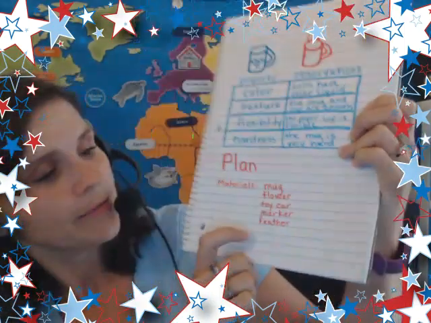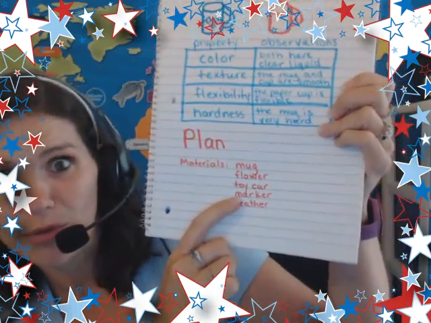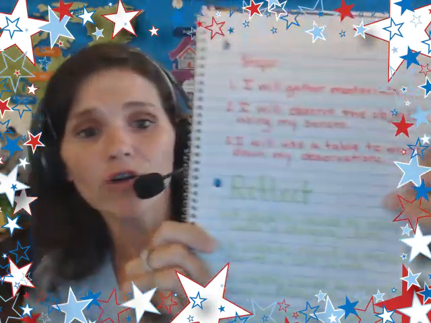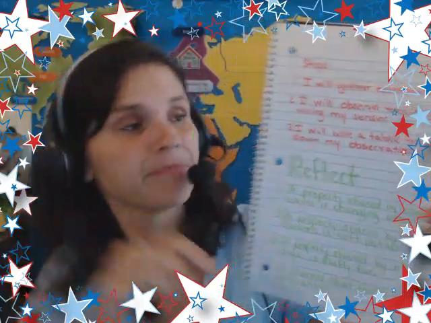I gathered a toy car, a marker (I was writing with one already), and a feather. I thought these would be really cool because they might have some similar properties and some different properties. Here are my steps, pretty simple, just 3.